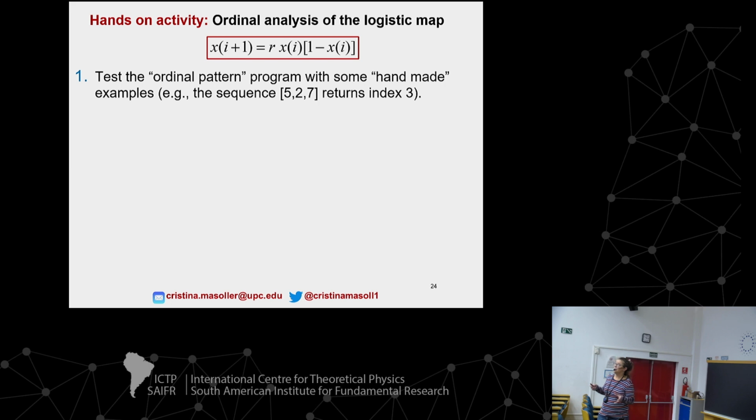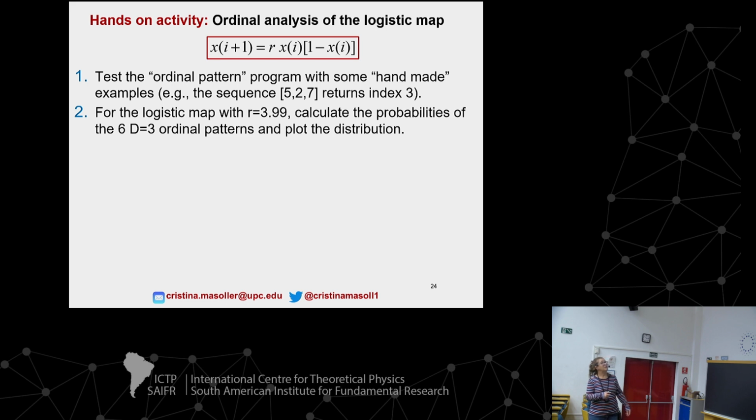I suggest, before trying with your own data, where you don't know what to expect, that you make sure that this works for you and you reproduce what you are expected to obtain. You first try the pattern, for example, with numbers like this, which will return the index 3. This is pattern number 3. Then try longer words with lags, okay, to make sure that you understand how it works.